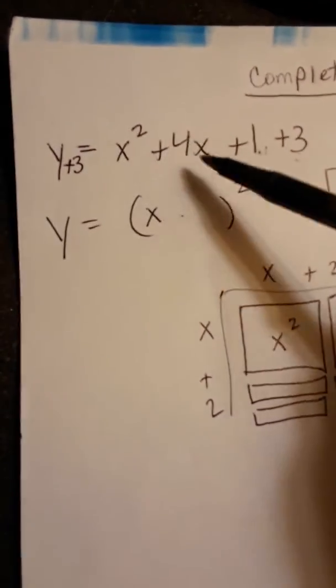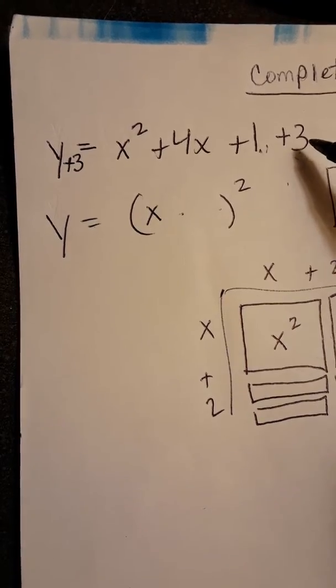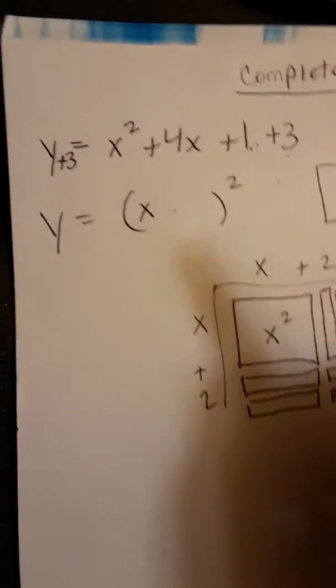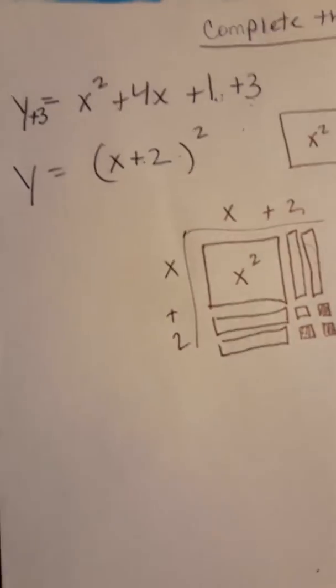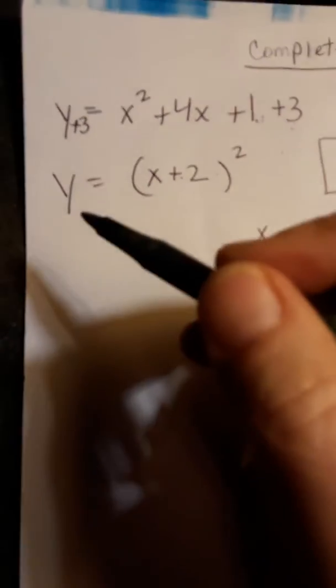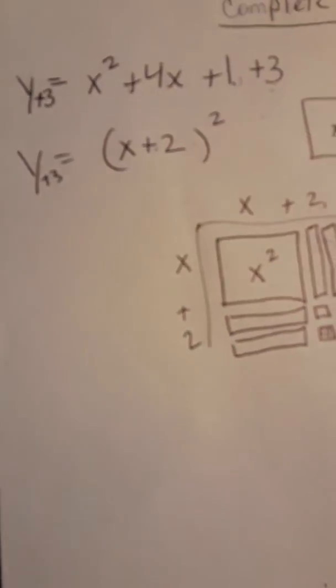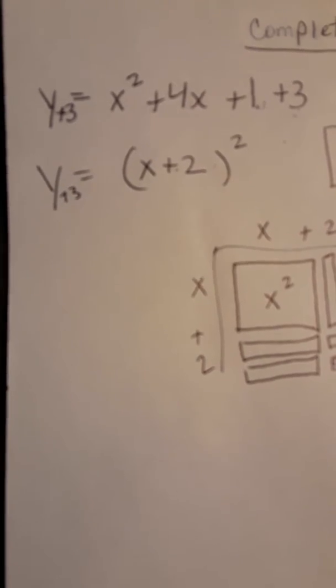How's that? I didn't leave room for that. I mean, that's how you guys have been taught to do it. So I added 3 to both sides. So now I have x squared plus 4x plus 1, or sorry, plus 4. So now that's what I need to make the perfect square. But I have that plus 3 over here. So I'm going to subtract 3 on both sides.